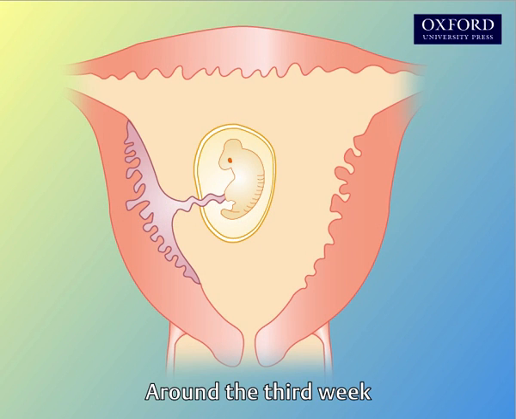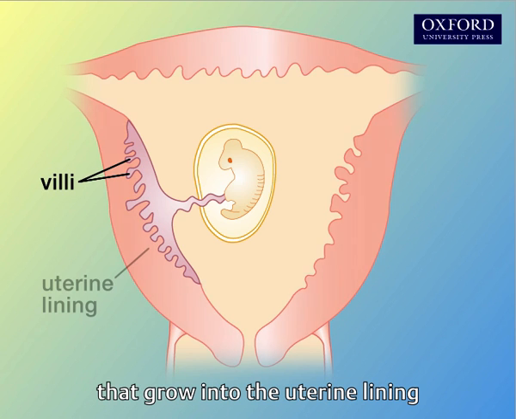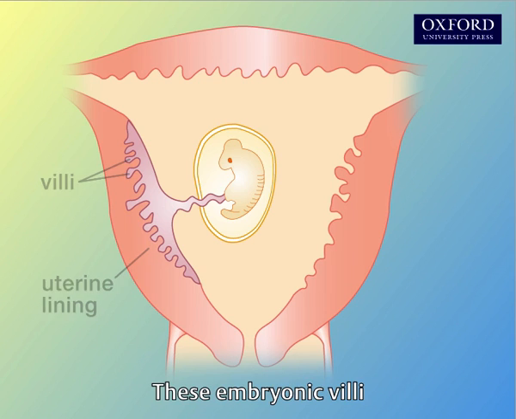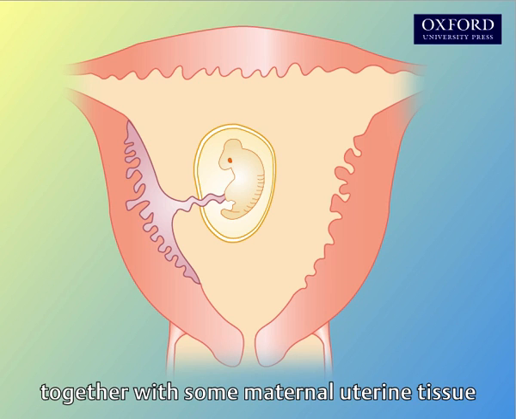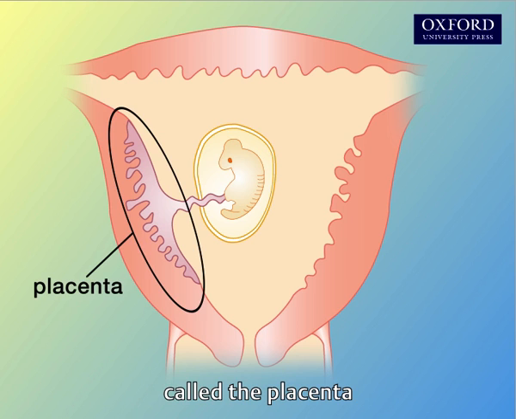Around the 3rd week, the embryo develops finger-like villi that grow into the uterine lining. These embryonic villi, together with some maternal uterine tissue, make up a temporary disc-shaped organ called the placenta.